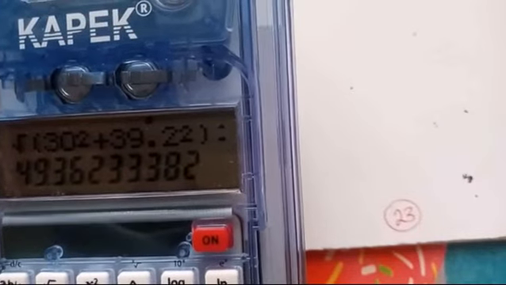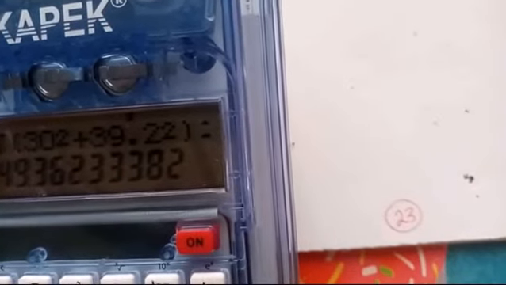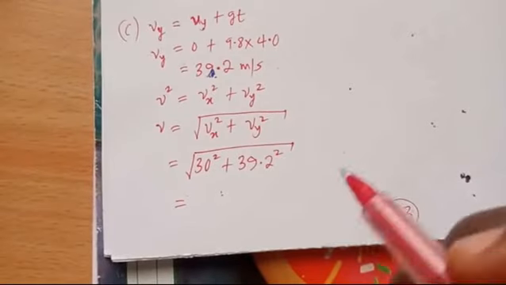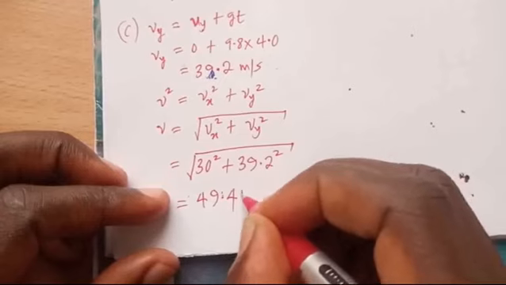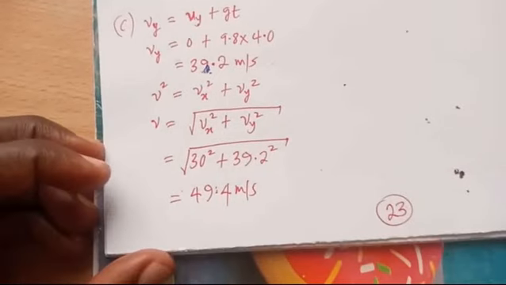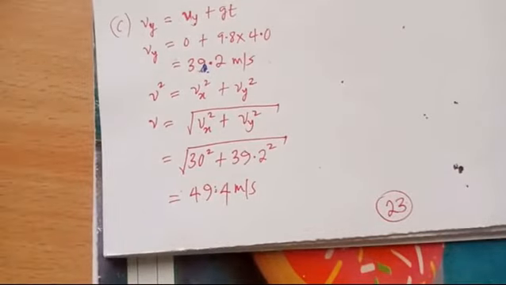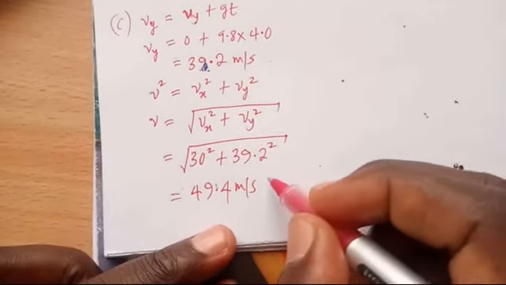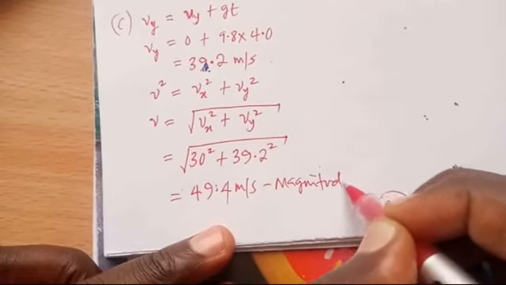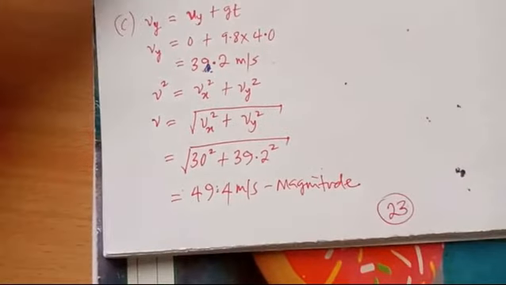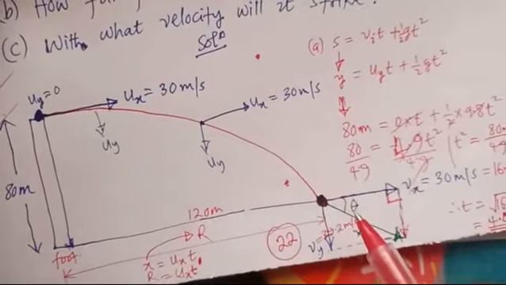49.36, correct to 1 decimal place, should be 49.4. So we have 49.4 in meters per second. This is the final velocity, but because velocity is a vector, it has magnitude and direction. So this one is the magnitude of the velocity, and we have to find the direction. The direction of the velocity is this angle that you see here.